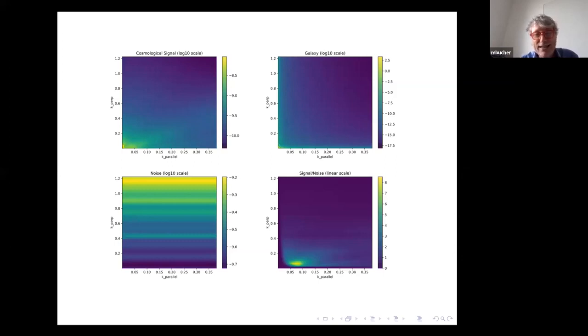The noise, on the other hand, I think this is because of the array layout that Kavi assumed, I don't know exactly what it is, but there's about a factor of three. So this is that some baselines are better represented than others. And here we have, this is a linear scale, the signal to noise. And you see that there's a sort of bright spot where you get a signal to noise per mode of about 8 or so.